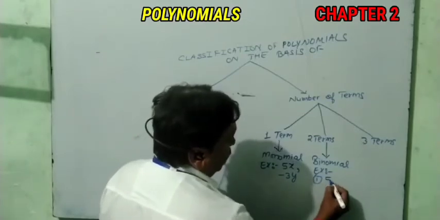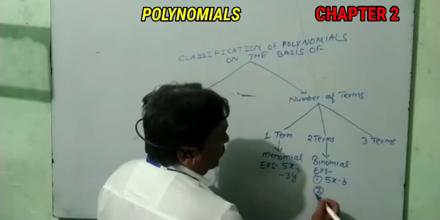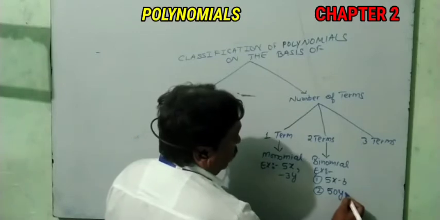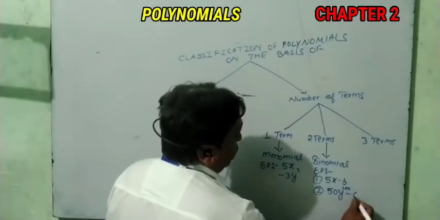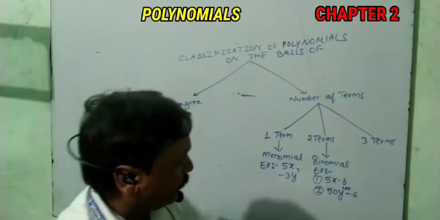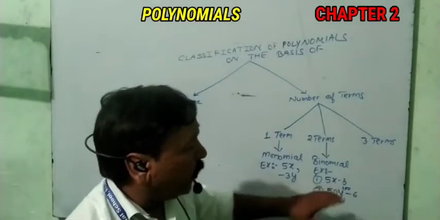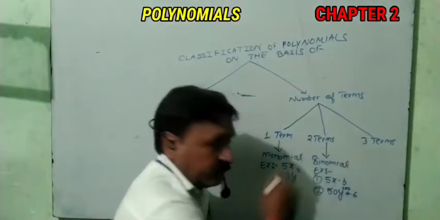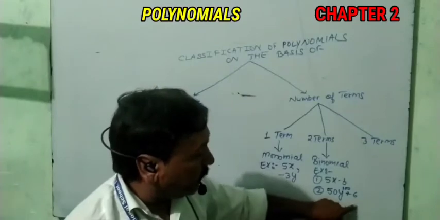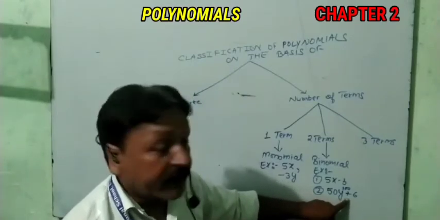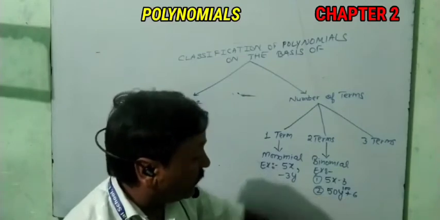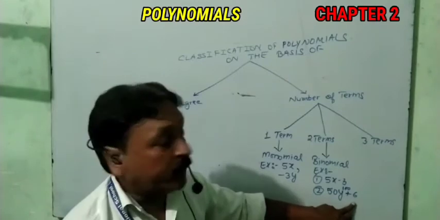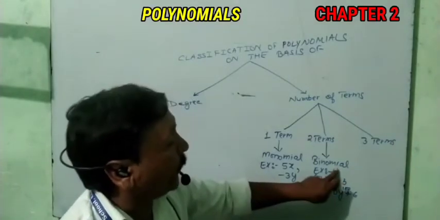Example number 1, 5x minus 3. Example number 2, we can say anything, 50y raised to the power 100 minus 6. See, it is having two terms. We all know the terms are separated when there is a minus or plus sign between any two numbers, and then they are classified as different terms. See, the first is having 1 and 2, two terms. It is also having 1 and 1, two terms. So they will come under the category of binomial.